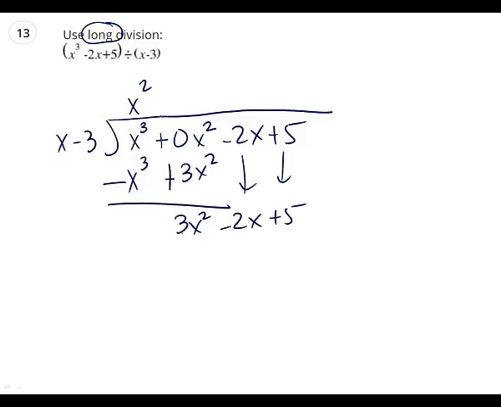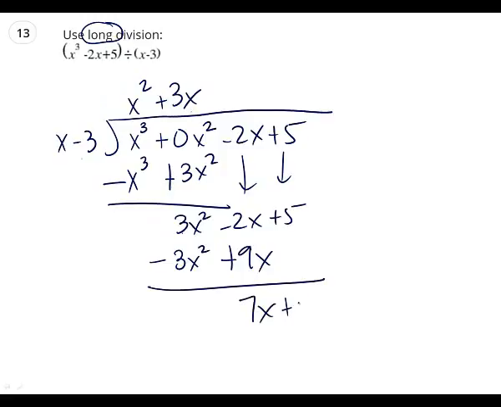How many times does x go into 3x squared? Good. We're going to distribute. So 3x times x is? Good. 3x times negative 3 is? Good. What are we going to do now? Flip the sign. That's gone. What's negative 2x and positive 9x? 7x, and I'm dropping down a 5. How many times does x go into 7x? 7. I'm distributing, so 7 times x and 7 times negative 3. What do we do to the signs? Flip them, so what's your remainder?